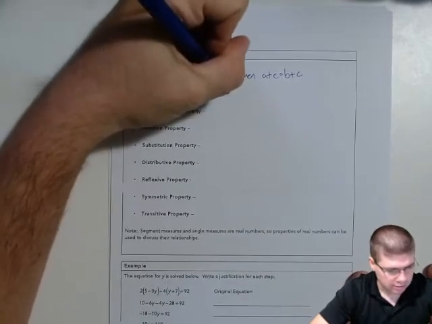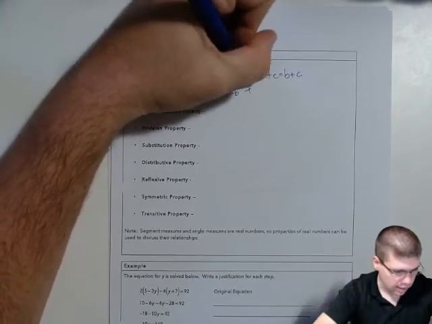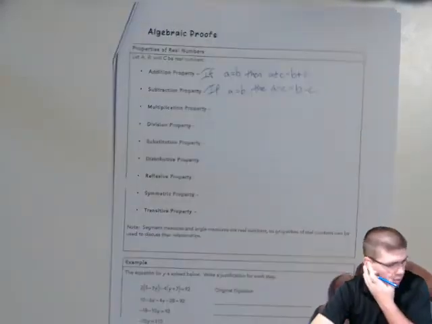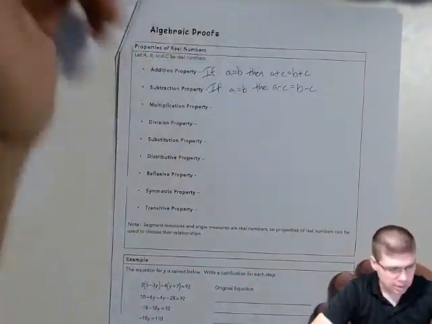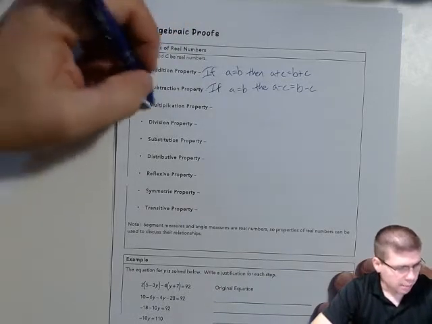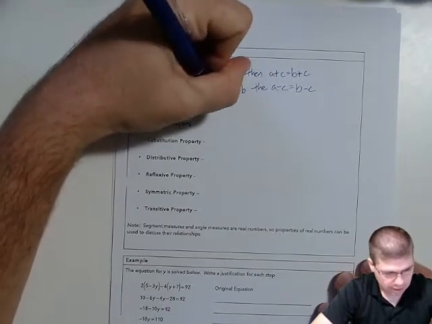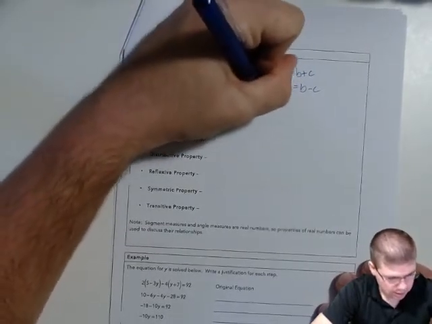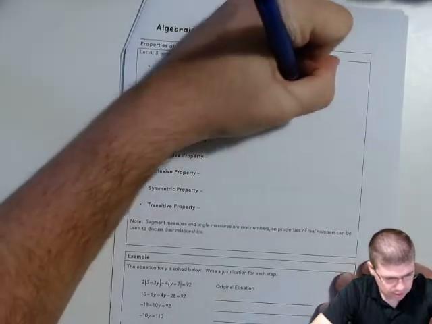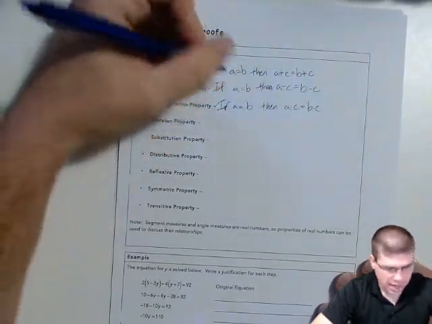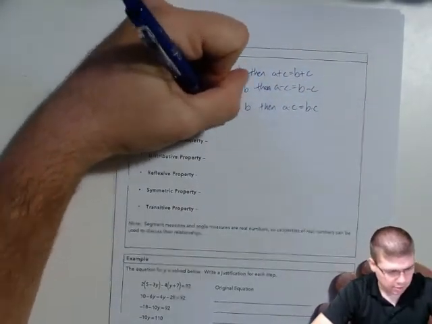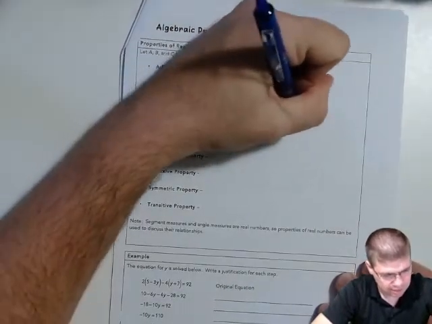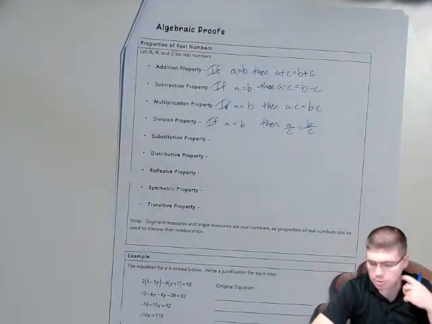And similarly, if A is equal to B, then A minus C is equal to B minus C. So we can subtract some constant C, some real number, from both sides. Multiplication property: if A equals B, again, a bunch of these are going to start out this way, then A times C equals B times C. And the division property, if A equals B, then A divided by C equals B divided by C. You can divide both sides.